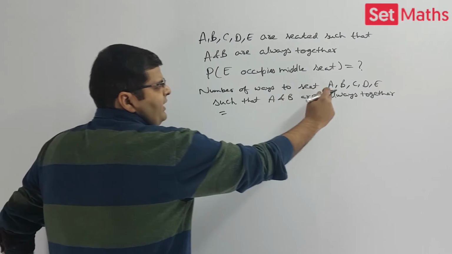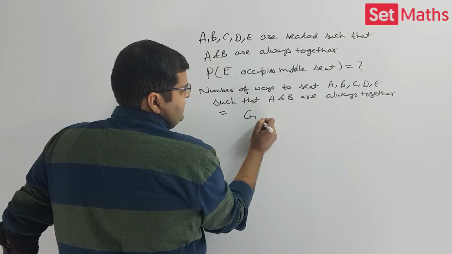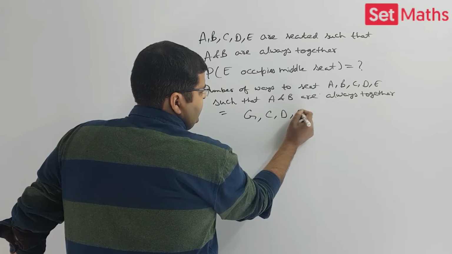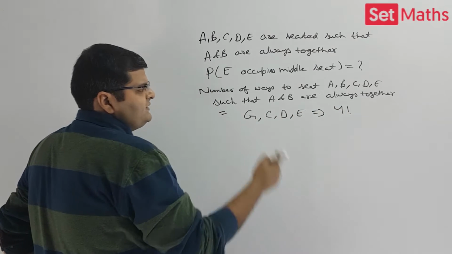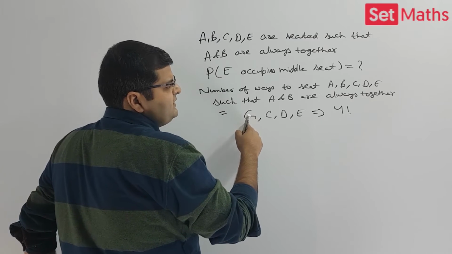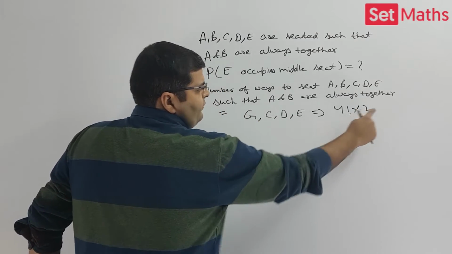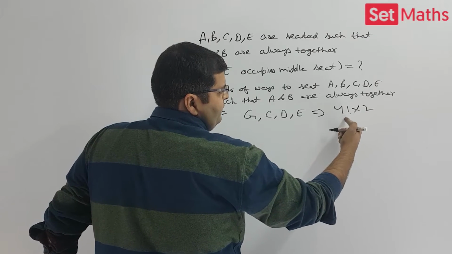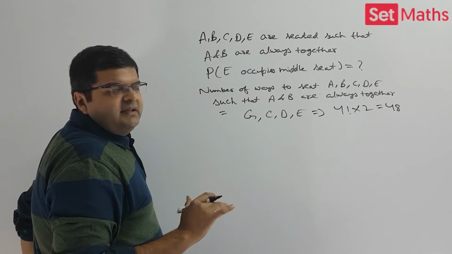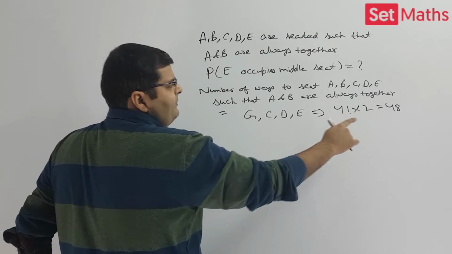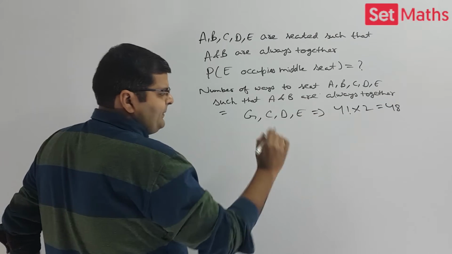Okay, so there are 5 students. A and B is a group, let us call it G group, then C, D and E. So there are 4 entities. These can be seated in 4 factorial ways. Inside the group there is A and B. They can be seated in 2 ways. So 4 factorial into 2. 4 factorial is 24. 24 into 2 is 48. So the total number of ways they can be seated such that A and B are always together is 48. This is the total number of ways the seating is happening.